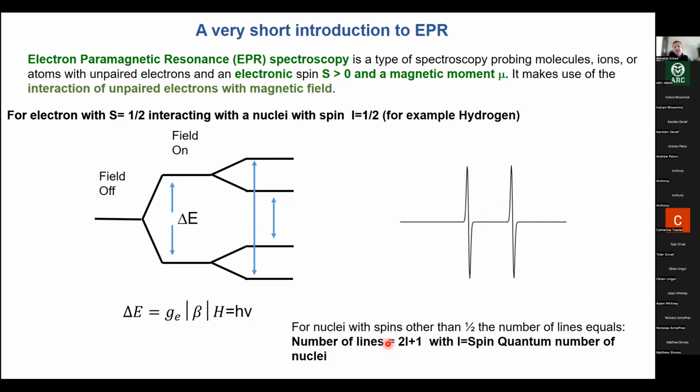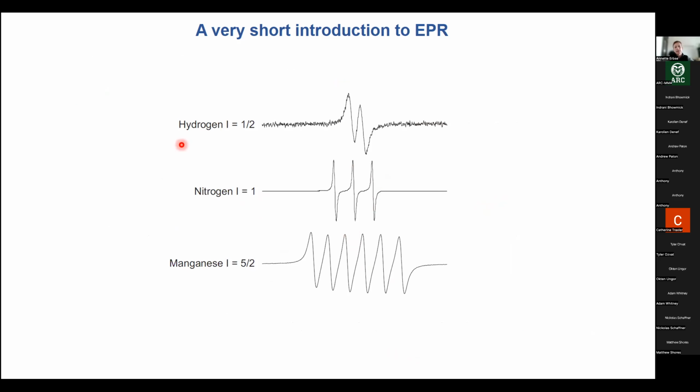And in fact, the number of lines in an EPR spectrum can be calculated by looking at the magnetic spin of the interacting nucleus, and it's calculated 2 times the magnetic spin plus 1. So that means interaction with a hydrogen, magnetic spin 1/2, makes 2 lines. Interactions with a nitrogen, magnetic spin 1, makes 3 lines. Manganese 5/2 makes 6 lines, and so on and so forth.